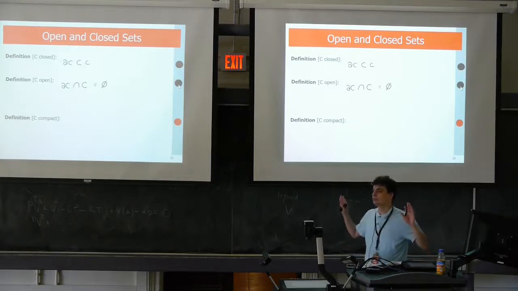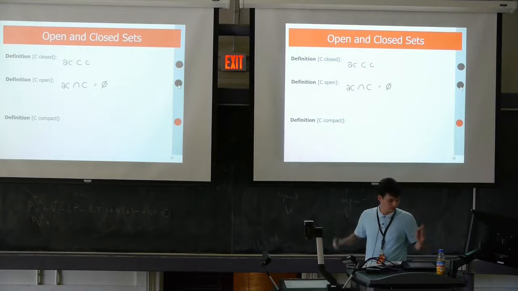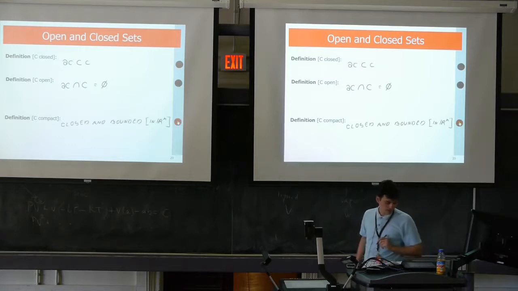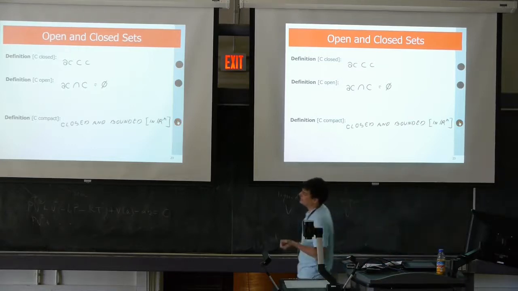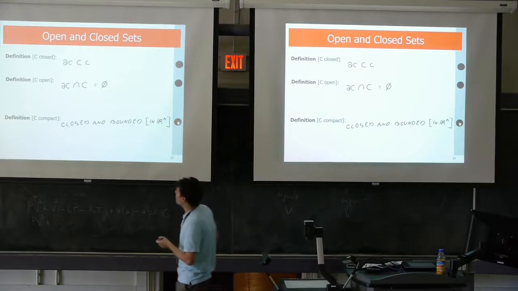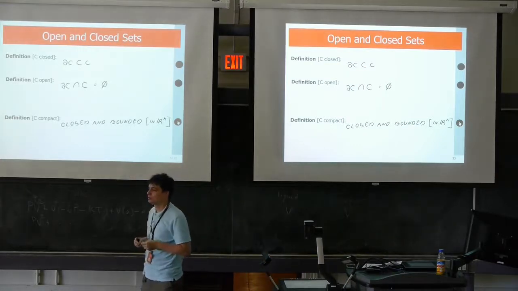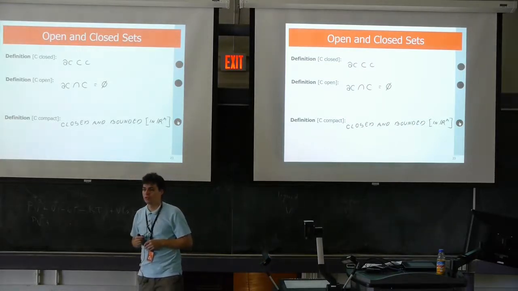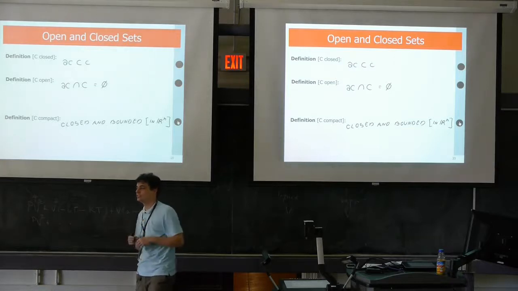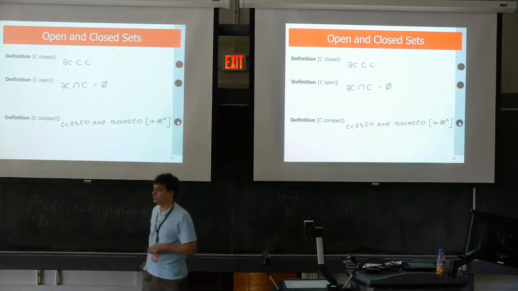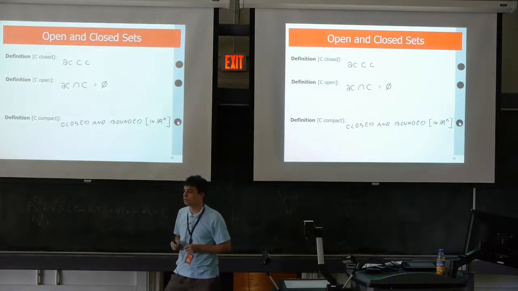Is it clear? And we will say that the set C is compact if it's closed and bounded. We are in n-dimensional spaces now. Generally, in topology, it's defined more generally, but for us, that will be our definition.